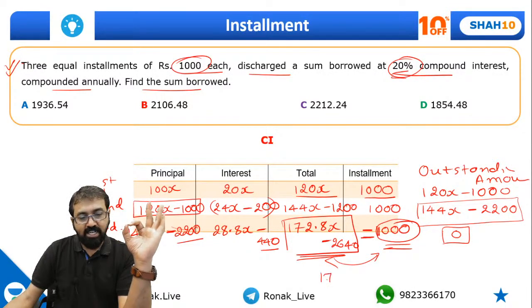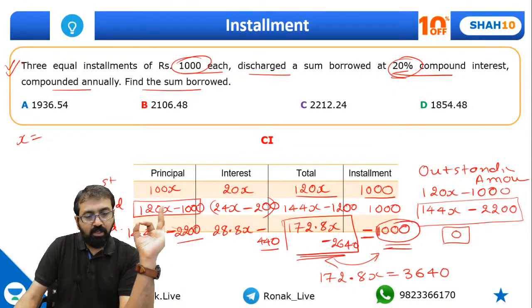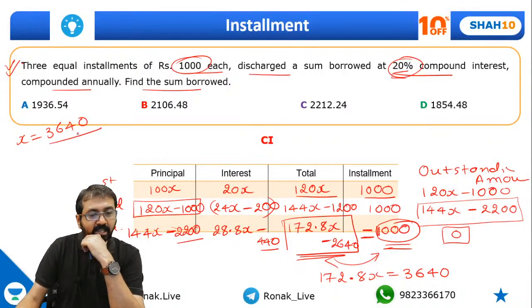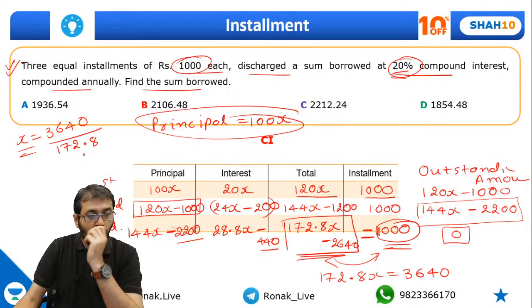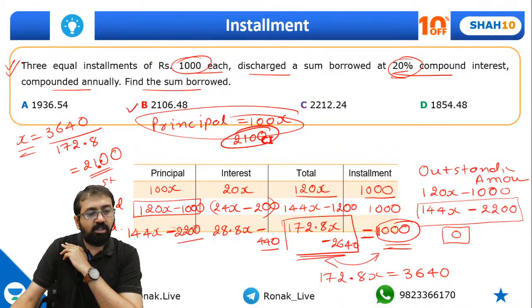So if you just solve this thing, we'll get 172.8x is equal to 3640, or you will get x is equal to 3640 divide by 172.8, right? Once we got x, so what was our principal that we had assumed? Principal was 100x. So can we calculate 100x, everyone? So if you solve this thing, this will come out to be 21 point something, right? So principal will be close to 2100, right? Principal should be close to 2100. So we will tick mark this option B.